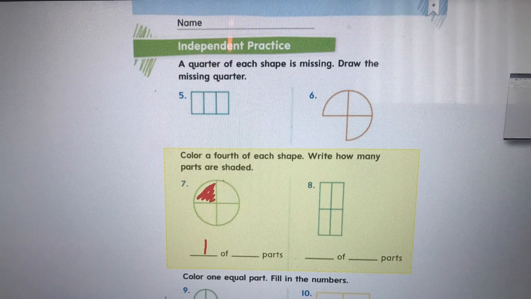Problem 7 and 8. Color a fourth of each shape and write how many parts are shaded. For problem 7, I got it started for you. I shaded in 1 of 4 equal parts. So I shaded in with the red, and then I put the number 1, and you should put 1 of 4 parts. Do the same thing for problem 8.